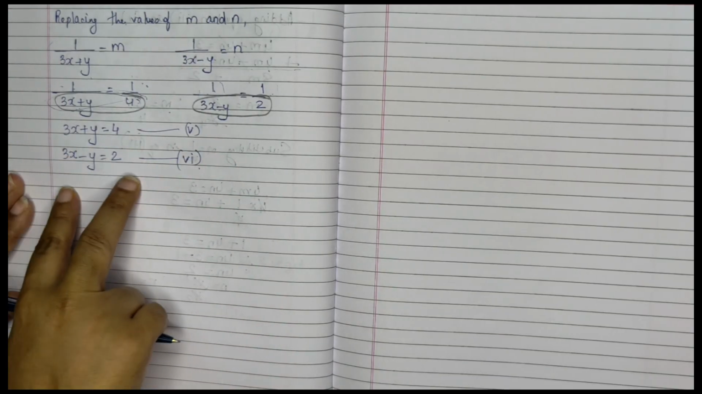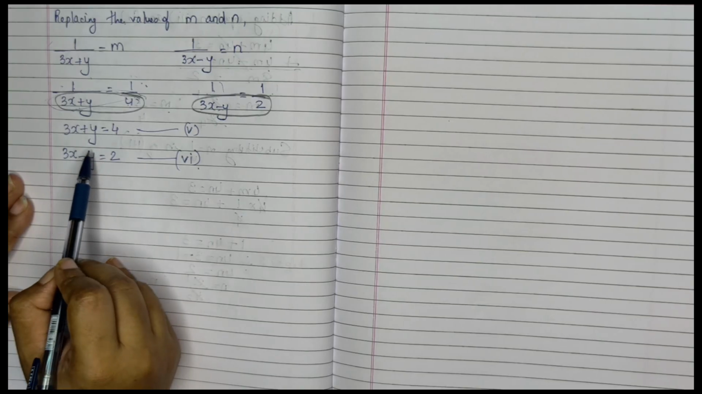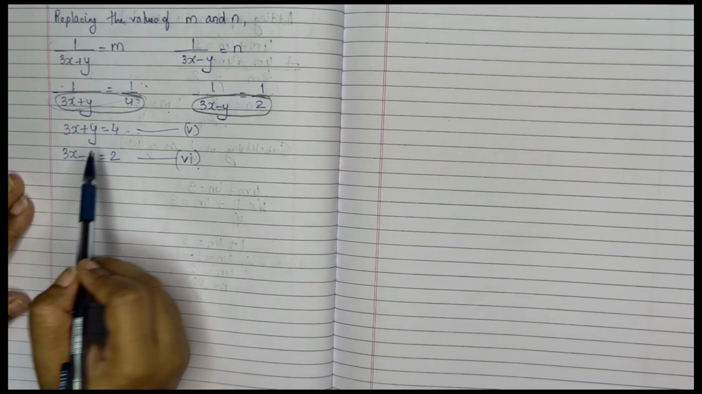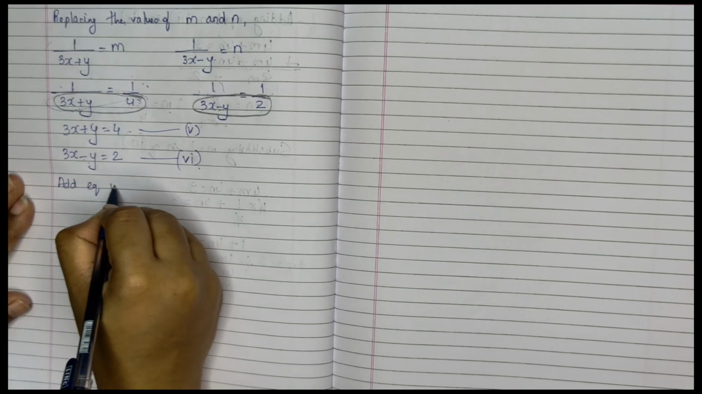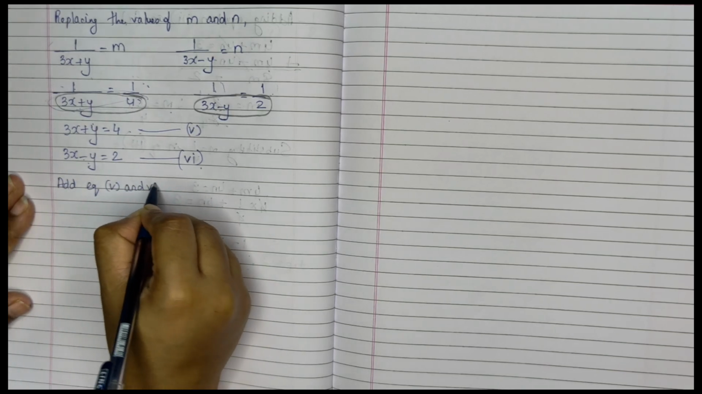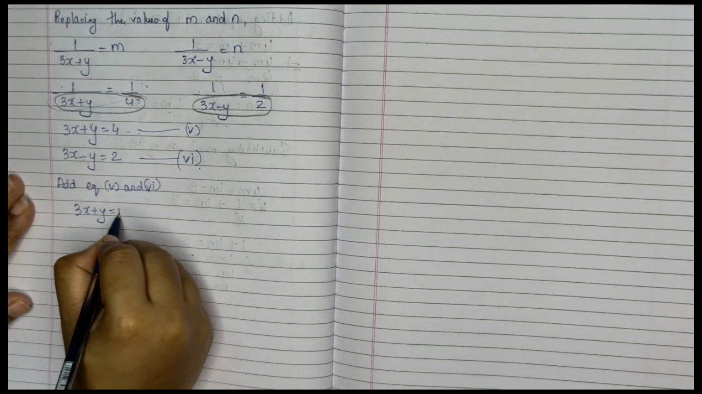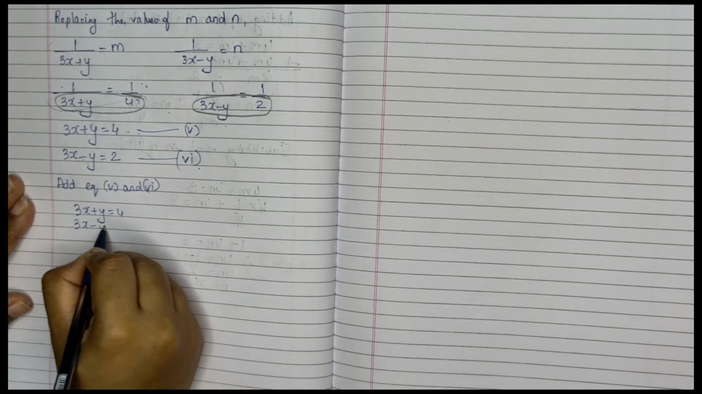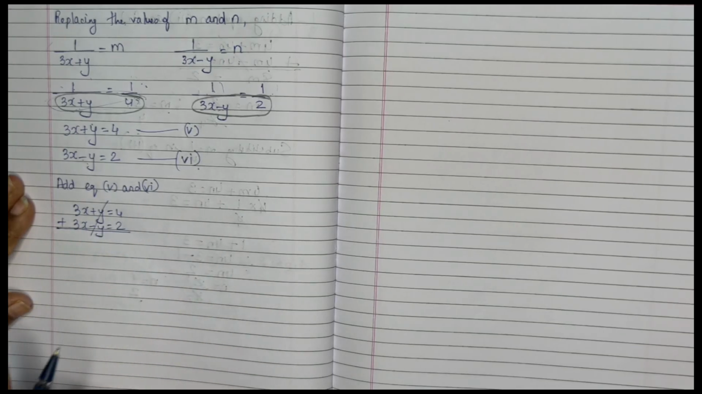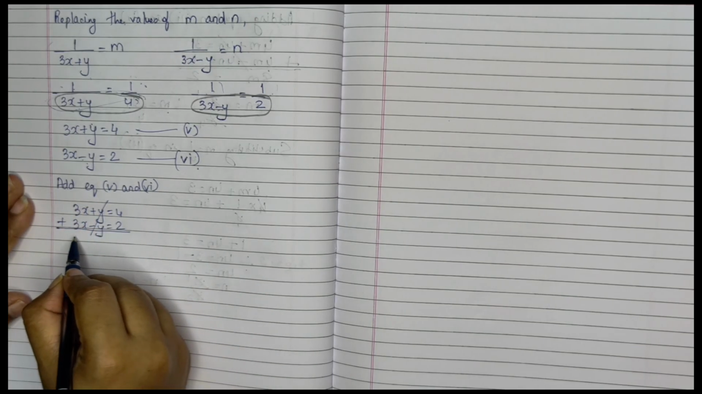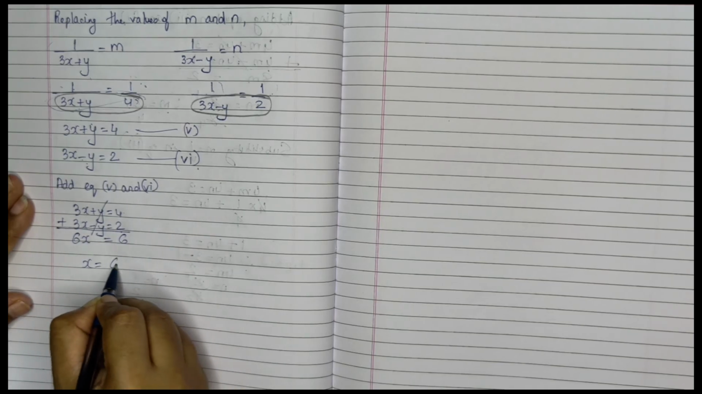Now look at these two equations. We have opposite signs and the coefficient is also the same, 1 and 1. So what we will do is we will add equation 5 and 6. So write down these two equations. 3x plus y is equal to 4 and 3x minus y is equal to 2, and add both the equations. Here plus y and minus y will get cancelled. 3 plus 3 will be 6x is equal to 4 plus 2, 6. So 6x is equal to 6.